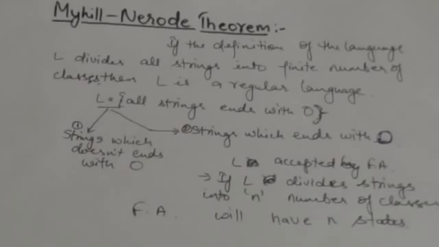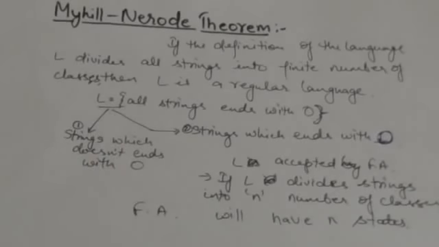Our next topic is the Myhill-Nerode Theorem. It states that if the definition of the language L divides all strings into a finite number of classes, then the language L is a regular language. For example, if L is the set of all strings which end with 0, this definition divides all strings into two classes: strings which don't end with 0, and the second class, strings which end with 0.